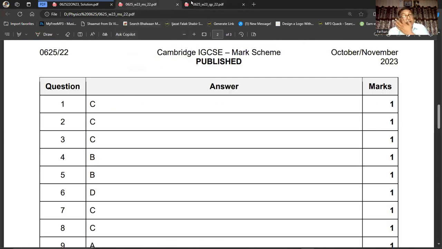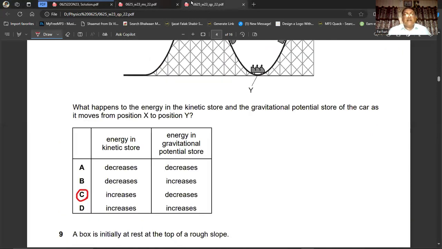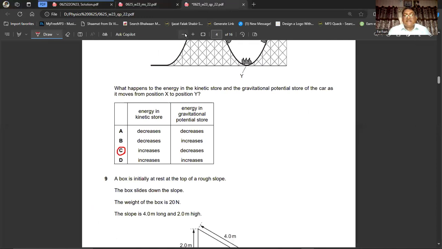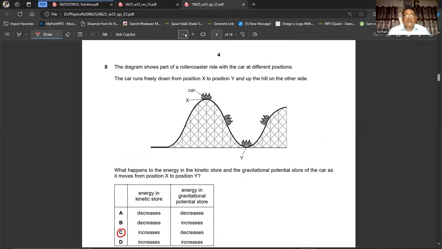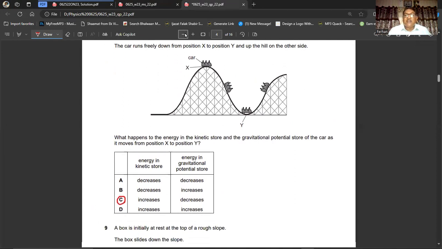Yes, sir, that is the right answer. So let me reduce the size so you can see the whole question. Okay, now I hope you can see the whole question together. C is the option.